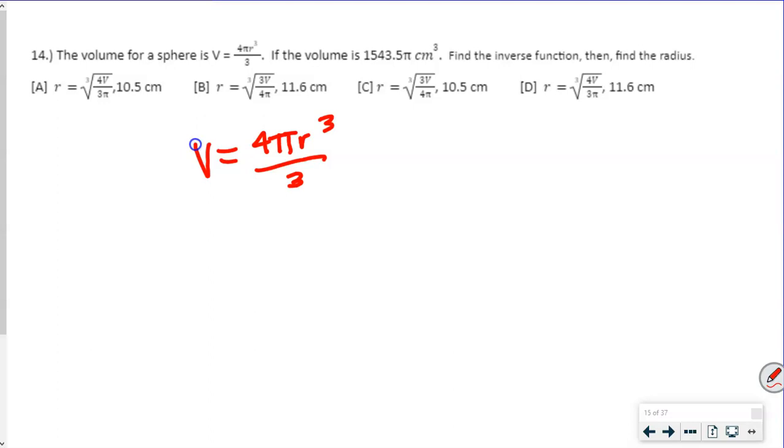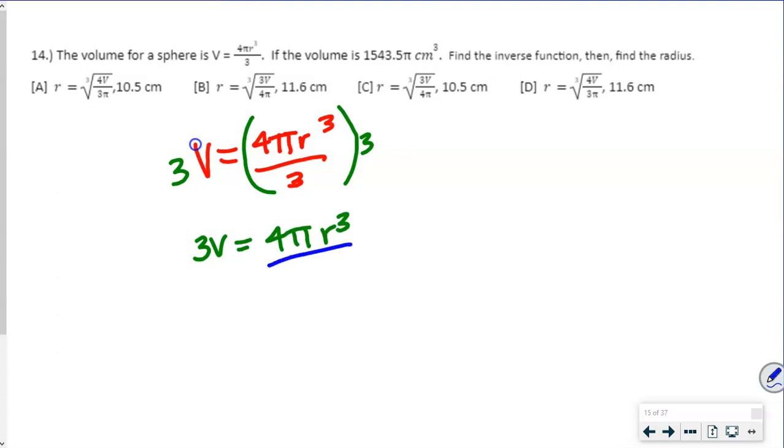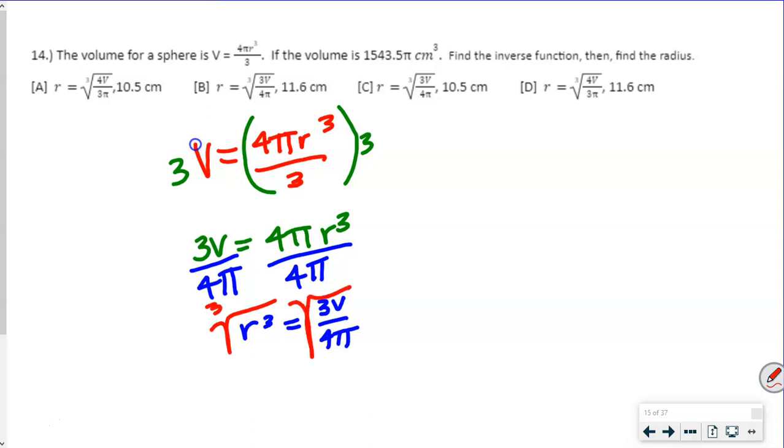So the first thing we want to do is just multiply both sides by 3 to get rid of that denominator. So it's going to leave us with 3V is equal to 4 pi r cubed. Then we could divide both sides by 4 pi, couldn't we? So now we got rid of the 4 pi, so we got r cubed is equal to 3V over 4 pi. What's our last step? Yes, take the cube root of both sides, right?